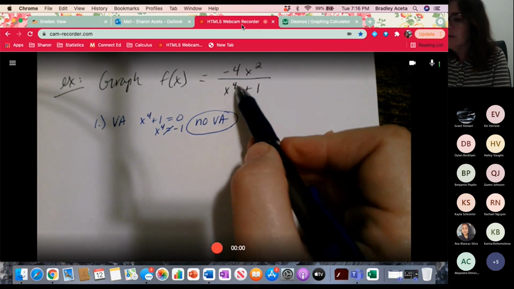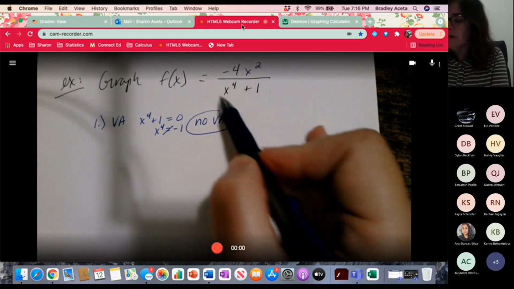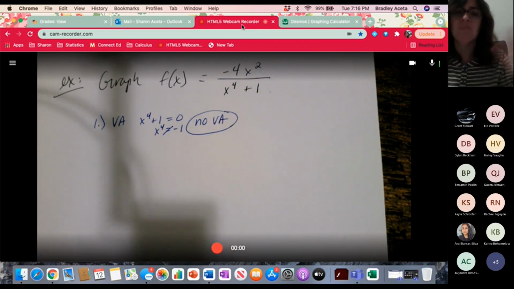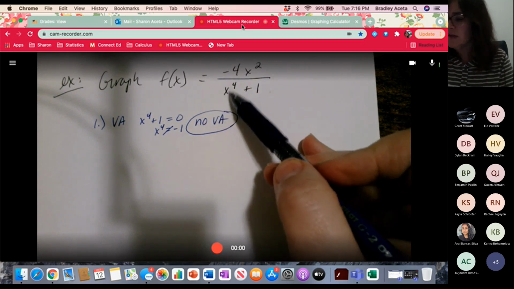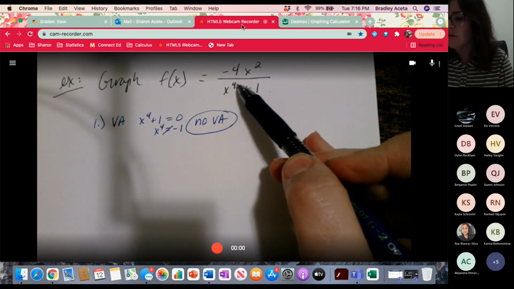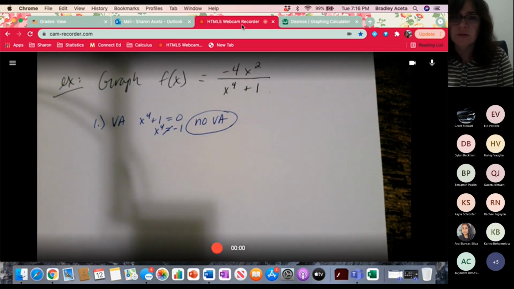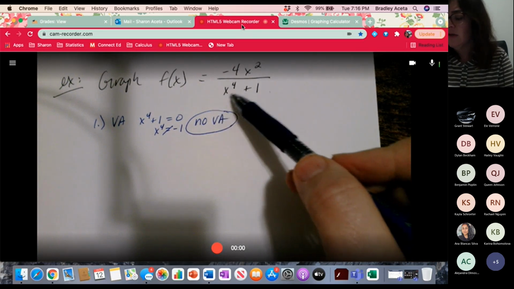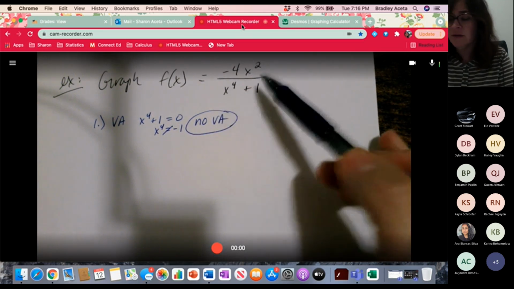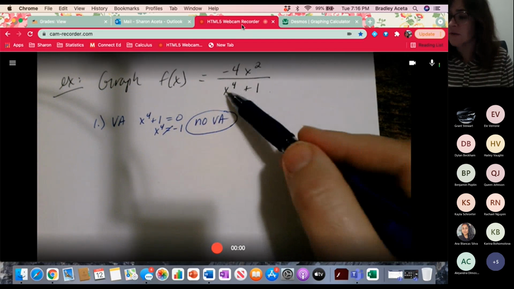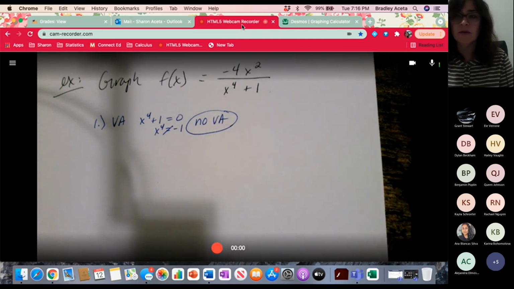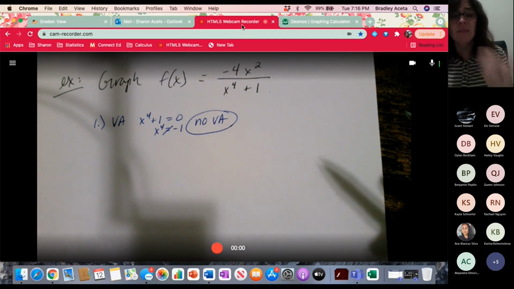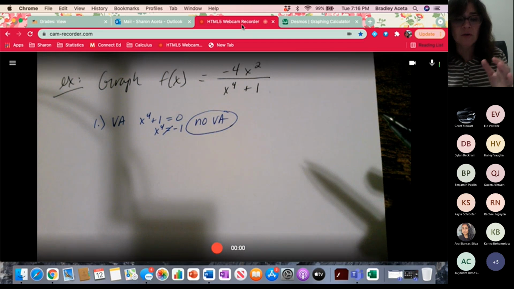That can end up happening. There's never a time where this bottom denominator is going to be 0, ever. Even if x was negative 1, negative 1 to the 4th would be 1. 1 plus 1 is 2. Even if it was 0, 0 to the 4th is 0, plus 1 is 1. You're never going to get a 0 in the bottom. So there's no vertical asymptote.